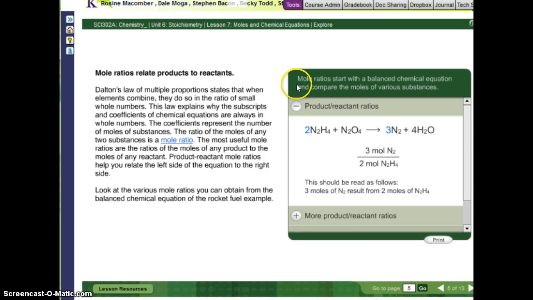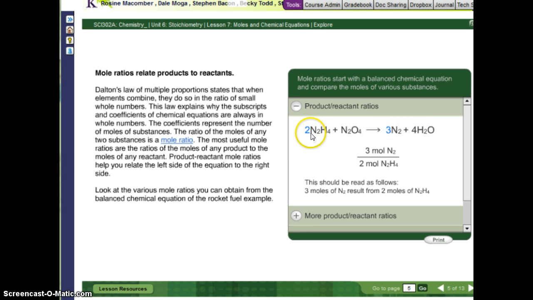So, it says mole ratios start with a balanced chemical equation and compare the moles of various substances. This should be read as follows: 3 moles of N2 result from 2 moles of N2H4. Or you could also say 2 moles of N2H4 produce 3 moles of N2. All right, so if I have 2 moles of N2H4, how many moles of water will result? Well, it would be 4. My ratio is 2 to 4.